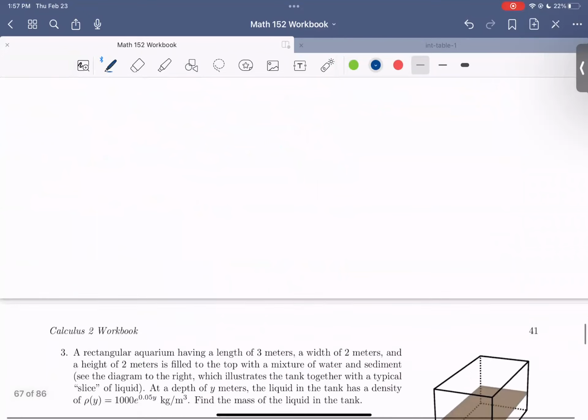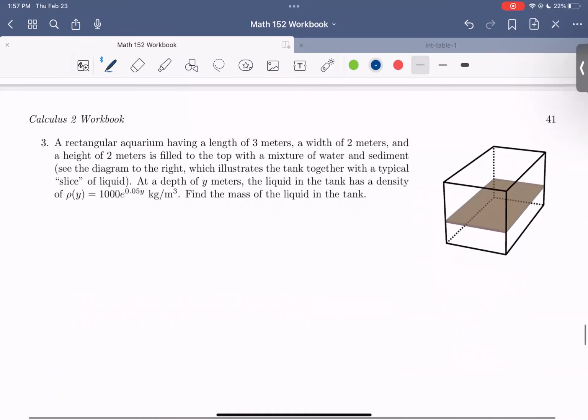And now part 3, I'll just give you a little insight, or maybe we'll just set it up together for how to work out this problem. So in part 3, we're told that a rectangular aquarium having a length of 3 meters, a width of 2 meters, and a height of 2 meters is filled to the top with a mixture of water and sediment. So let's go ahead and decorate that box. Okay, so we're told it has a length of 3, so it's 3 meters long. Then it has a width and a height of 2, so 3 meters that way. The width is 2 meters, and the height is 2 meters.